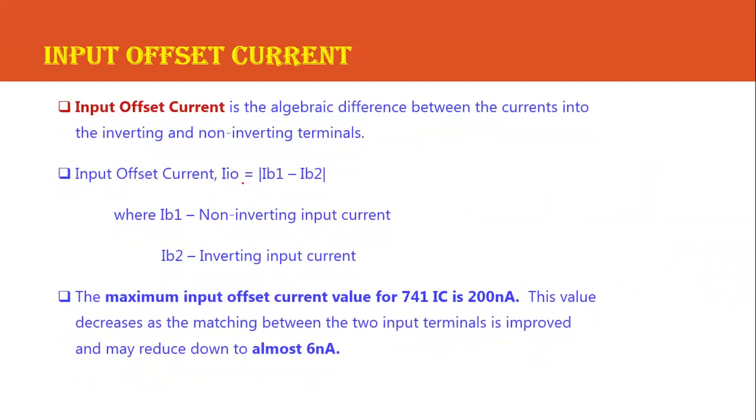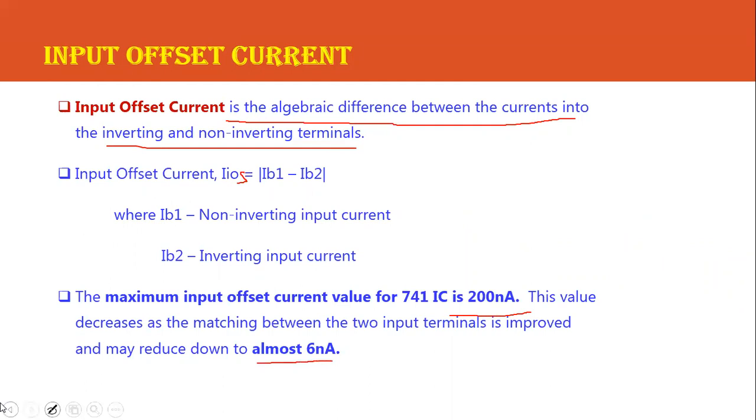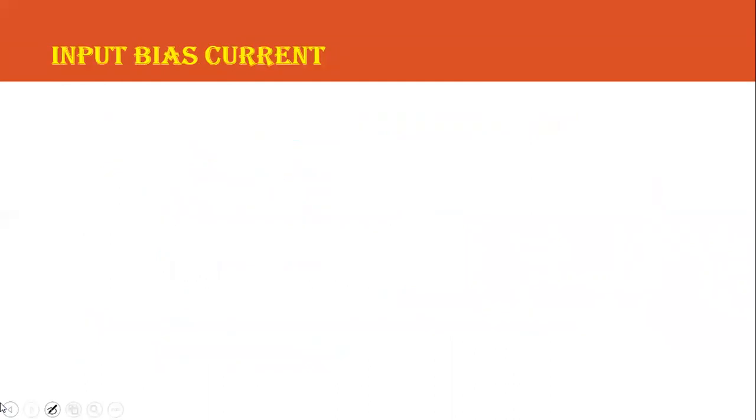Next we have input offset current, which is denoted with IOS. This is nothing but the difference between the currents entering into the inverting and non-inverting terminals. So it is defined as the algebraic difference between currents entering into the inverting and non-inverting terminals. The maximum input offset current will be 200 nanoamps for IC741 and it can be reduced to almost 6 nanoamps, which is a very small value.